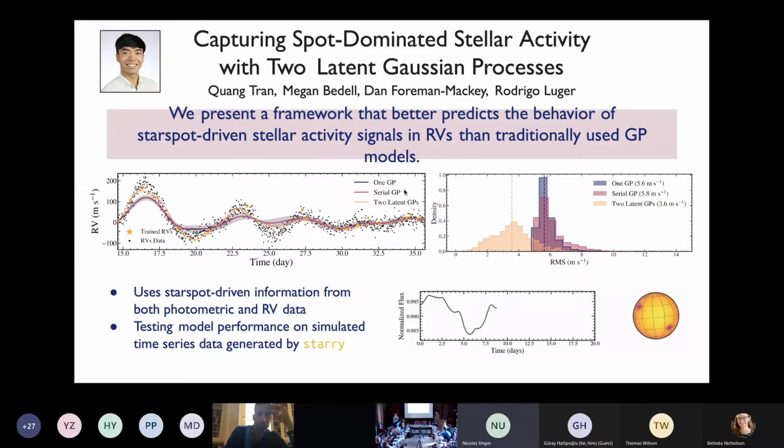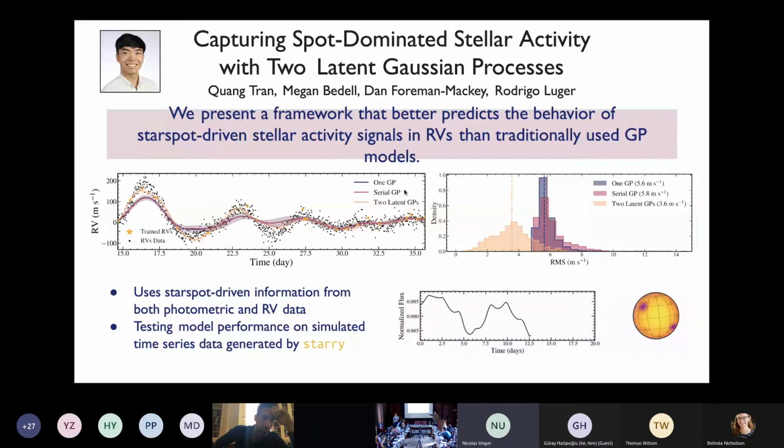And so this framework actually does a better job of predicting behavior of, in particular, star spot-driven stellar activity signals that we see in radial velocities than traditionally used GP models, such as using just a single GP to model that, or serially training it on your photometry and then training it on your RVs.